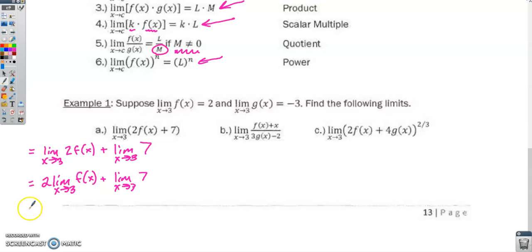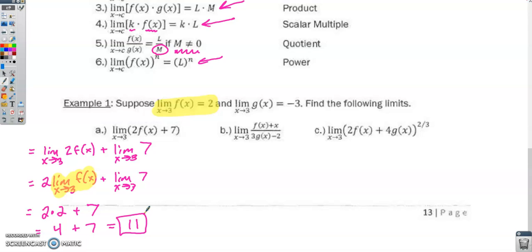And then I can go ahead and substitute. I know that the limit as x approaches 3 of f of x, which we see right here, is equal to 2. So I can replace that with a 2. And from the very first part of our theorem, the limit as x goes to 3 of a constant is just the value of that constant. And so we end up with a limit of 11 in part A.